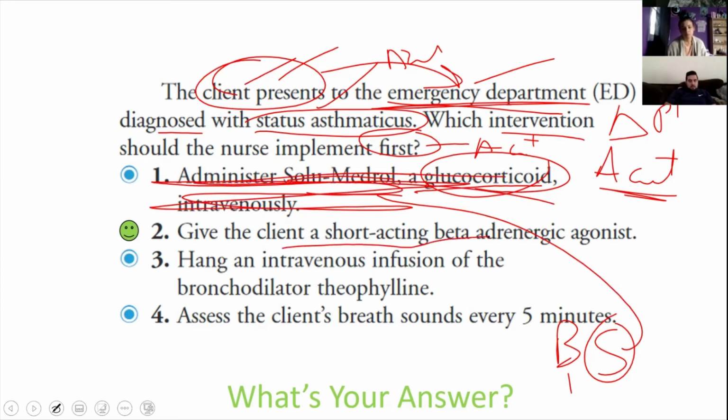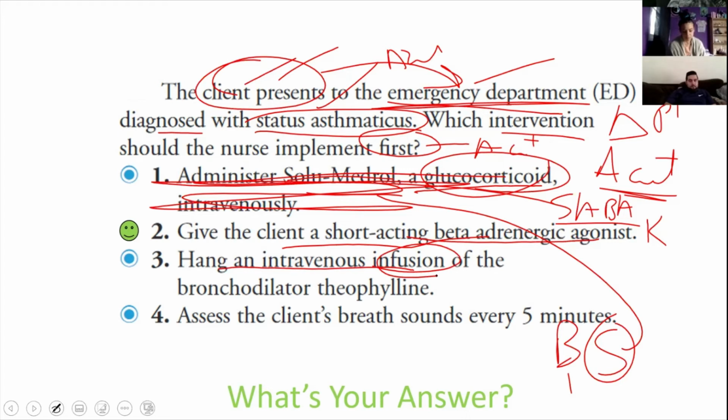Give the client a SABA, right? So short acting. Okay, so you can say, well, this is okay. Well, I mean, it's like, okay, well, which one? Right? It's a little vague, right? But I'm not sure, so I'm going to keep it. So I keep. Next one, hang an IV infusion.